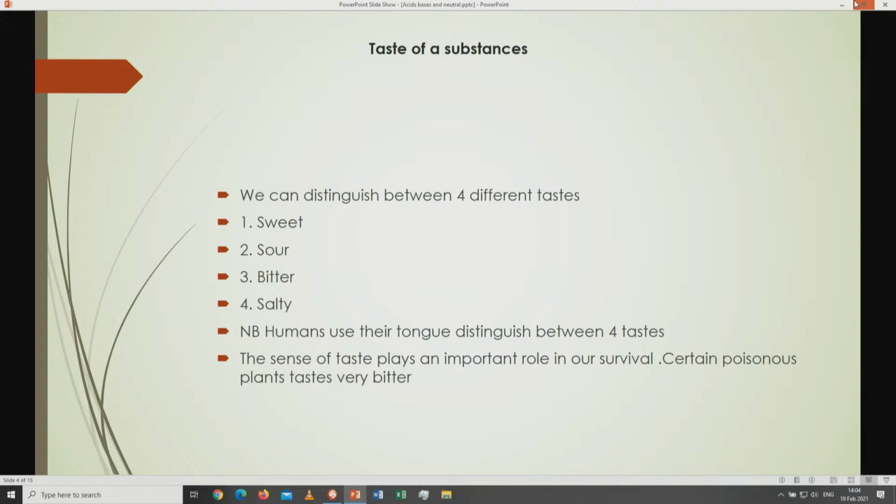Taste of substances. We can easily distinguish between 4 different tastes. The following tastes: sweet, sour, bitter, and salty. Humans use their tongue to distinguish between 4 tastes. The sense of taste plays an important role in our survival. Certain poisonous plants taste very bitter.